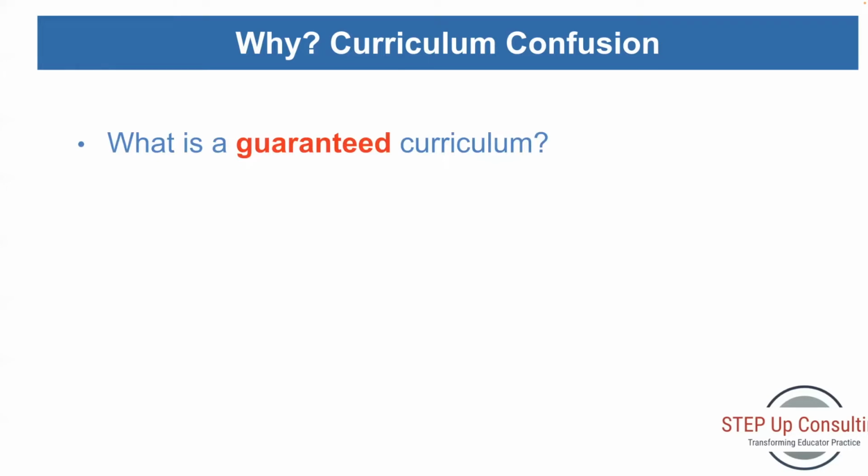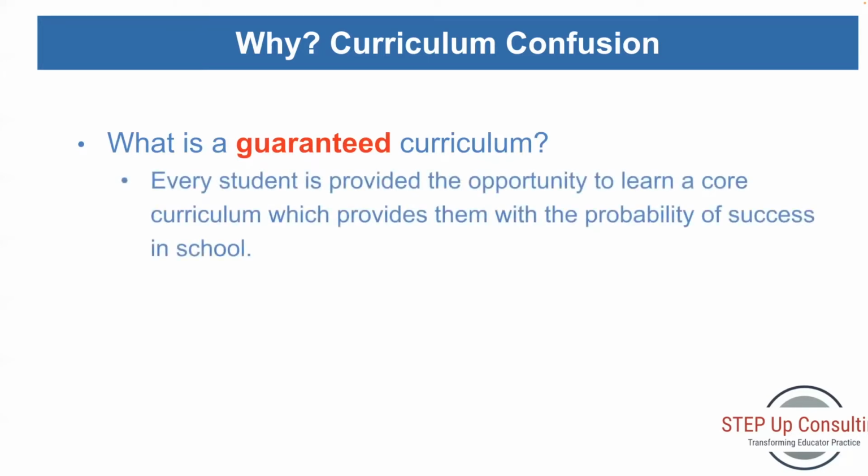Since I'm not there with you, I can't hear the responses, but I am going to share with you Marzano's definition. He says that a guarantee is that every student is provided the opportunity to learn a core curriculum, which provides them the probability of success in school. In Missouri, that guarantee is the Missouri Learning Standards.